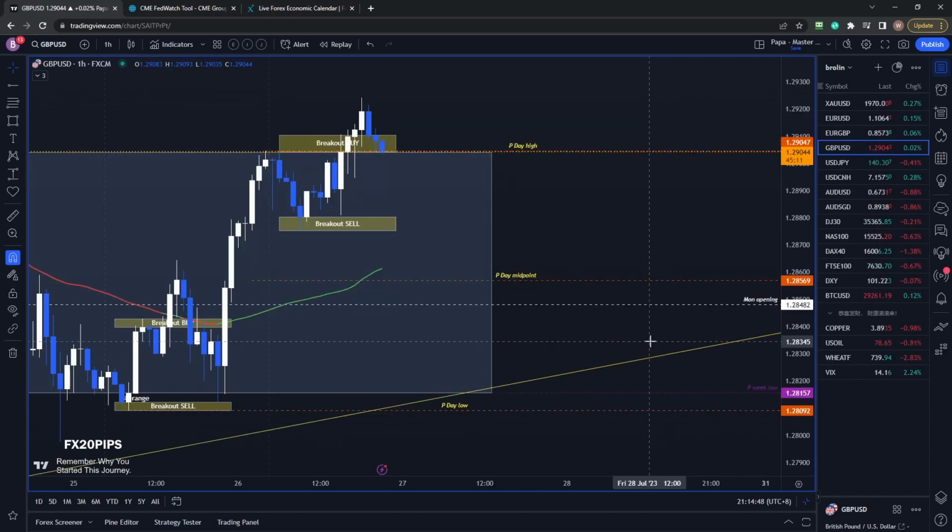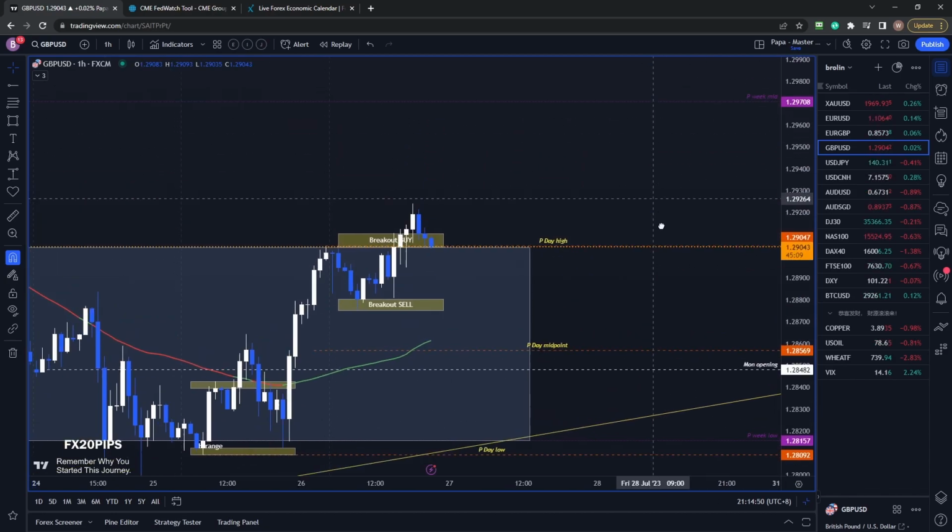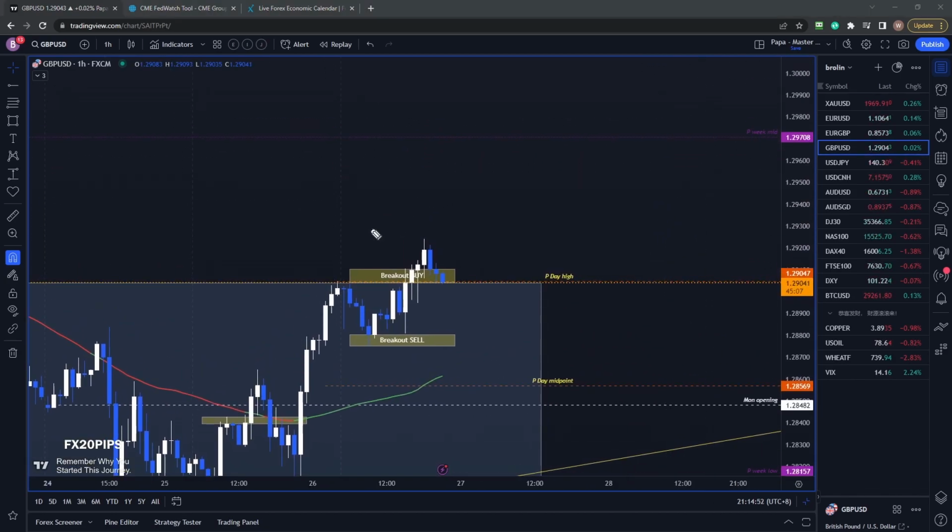You can see that price's first candle broke above the buy zone, second candle broke above, but of course when we know the FOMC is coming, it shouldn't actually be trading today or even yesterday. Okay, this week it should be quiet.